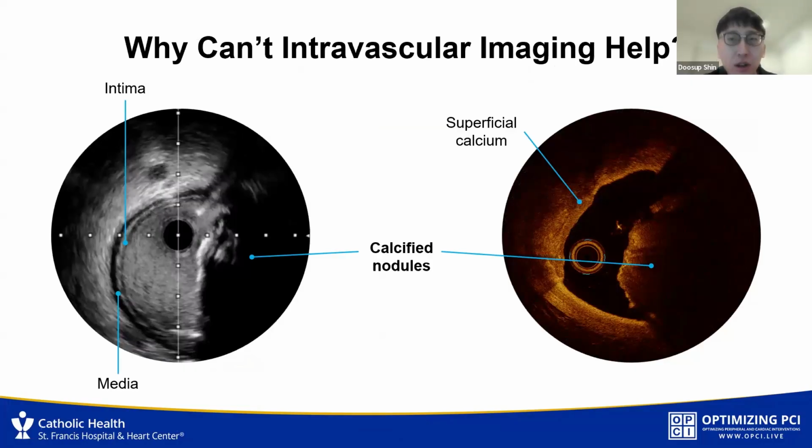Unfortunately, traditional intravascular imaging cannot help to determine deformability, since you cannot see effectively beyond the calcified nodule and you don't know what's inside.